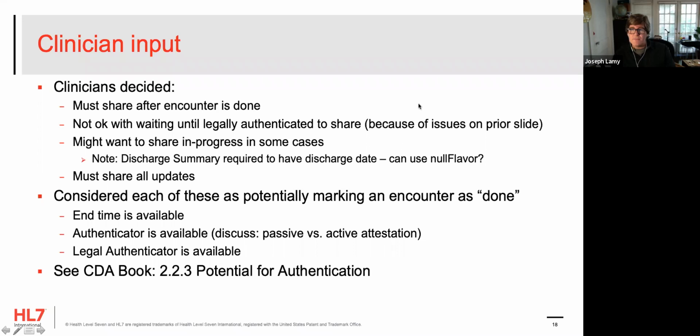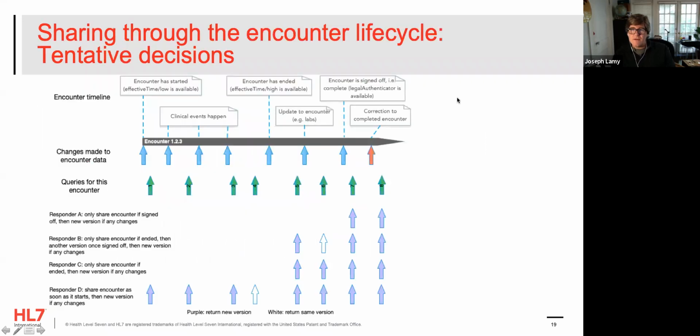Now, I want to show you, this was a diagram that we used to talk through these cases. And I'll explain briefly what this means. Let me just kind of look at my time. Okay.